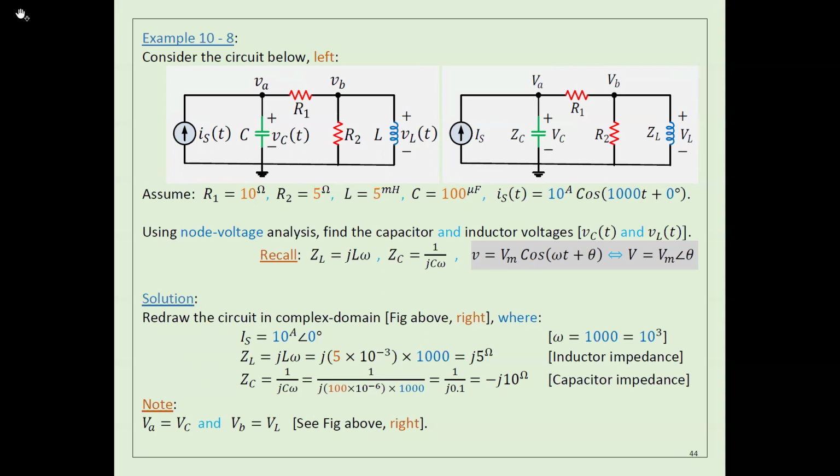Number two, I need to apply node voltage in order to get VA and VB. You know how to do it? I need to apply Kirchhoff's current law here, so I already know this IS. This current IS should equal this current plus this current. Same thing here, this current should equal this current plus this current. Now I need two equations in the complex domain, and these two equations have two unknowns, VA and VB. I need to solve them to get VA and VB.